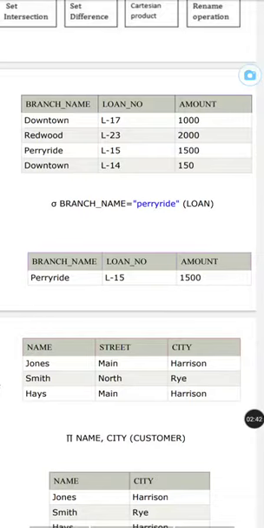Now when coming to this condition, it just retrieves the data which is in the relation loan, here in the third position. It just displays the content related to the Perryridge branch name. So this is the concept of the select operator, which selects the data from the relation.